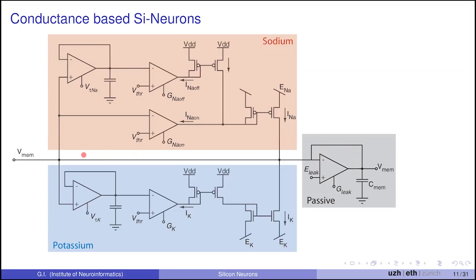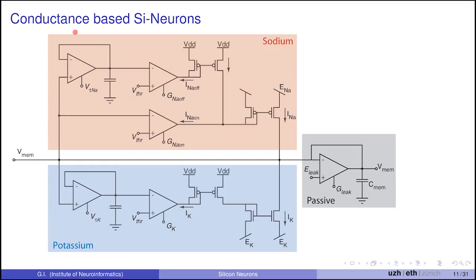If we don't increase Vmem too much and we stop injecting current, then Vmem will start to decrease exponentially as well. So this is just a passive RC circuit where we have, again, the rising part, which is 1 minus e to the minus t over tau, and the decaying part when we stop injecting current, which is e to the minus t over tau.